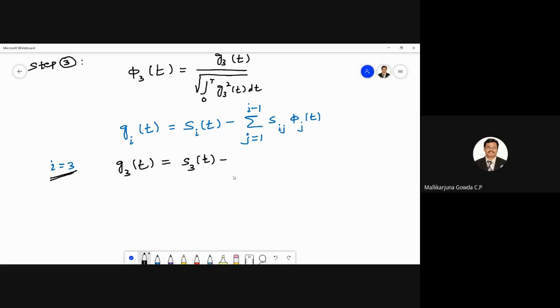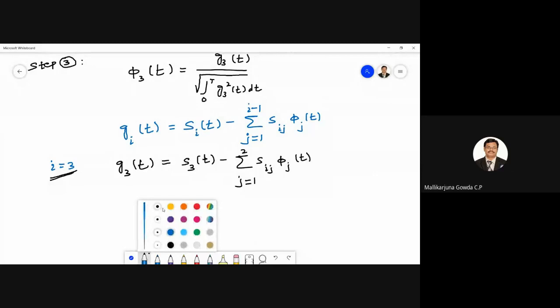G3(t) is equal to S3(t), no doubt. Next, here the value of i is 3, so 3 minus 1 is 2, right? So the summation j is equal to 1 to 2, because i minus 1, with i being 3, is 3 minus 1, which is 2. Then Sij. Okay, let me write it in general, then I will come to the next stage. One more step I will write. Fine. So now you can tell me the expression. The first one is S3(t).